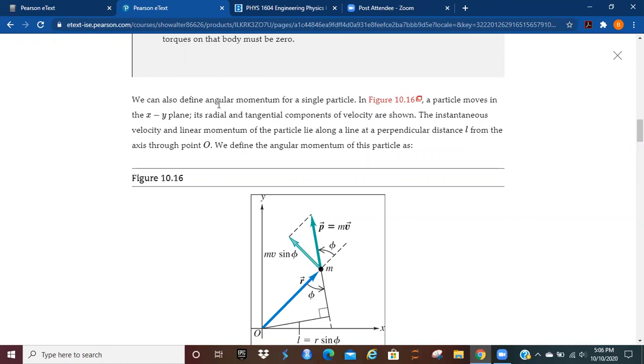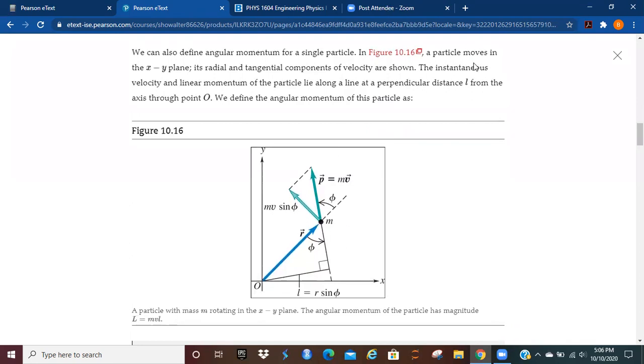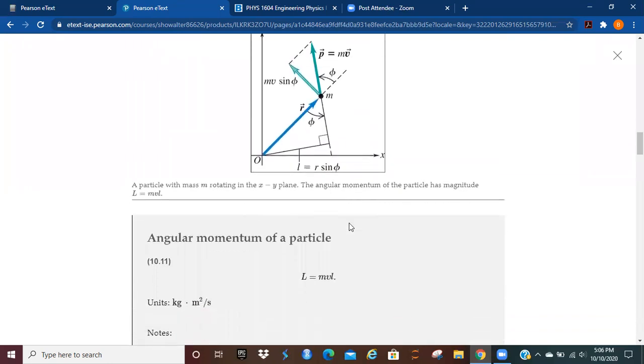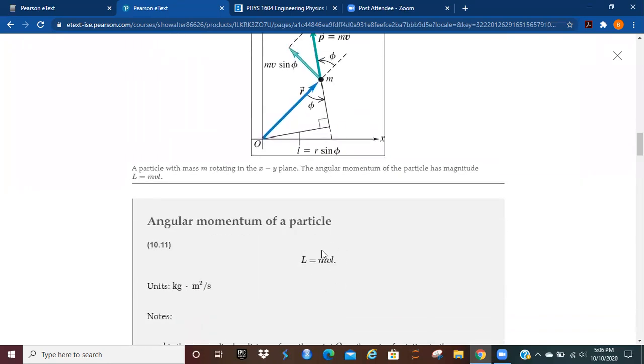So we can also define angular momentum for a single particle. So we've got our figure here. A particle moves in the xy plane. Its radial and tangential components of velocity are shown. The instantaneous velocity and linear momentum of the particle lie along a line that's perpendicular distance L from the axis through this point. So we can define the angular momentum of this particular particle as follows, which is what we had gone through in the summary.